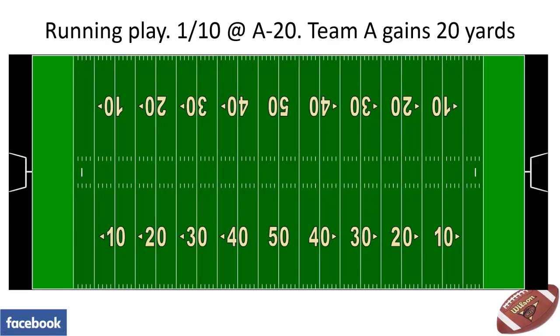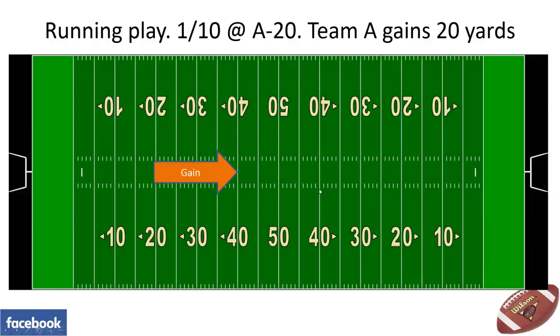So consider some examples. Think about a running play where it's 1st and 10 at the A20 and Team A gains 20 yards. The line of scrimmage is the A20, they gain 20 yards, so the end of the run is the A40. The basic spot on running plays where Team A gains positive yards is the end of the run, so in this case it would be the A40.